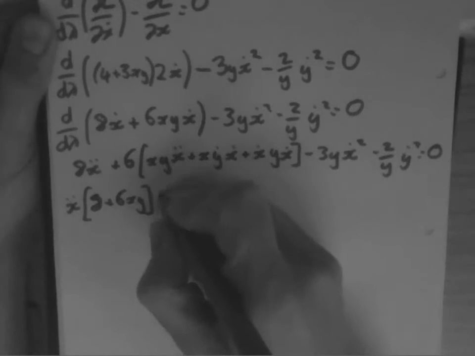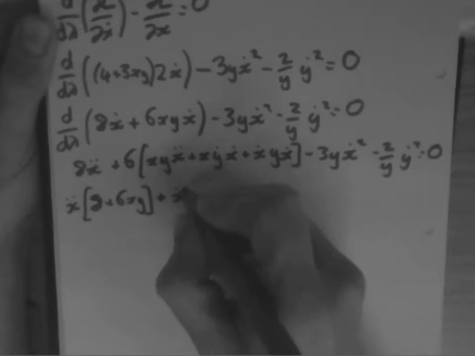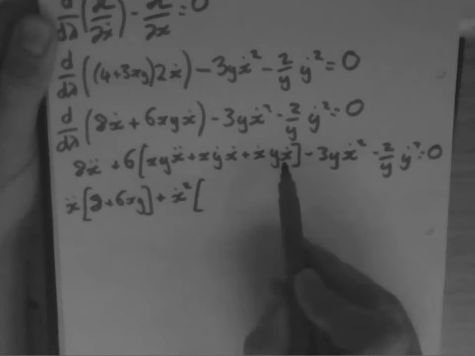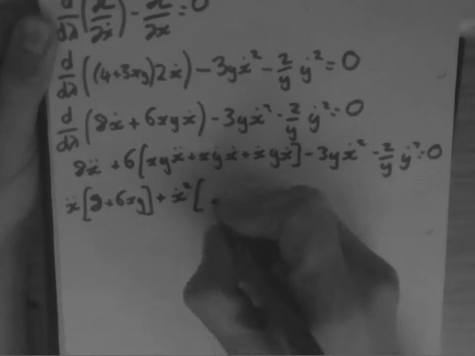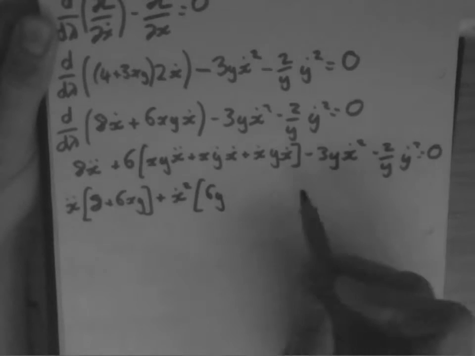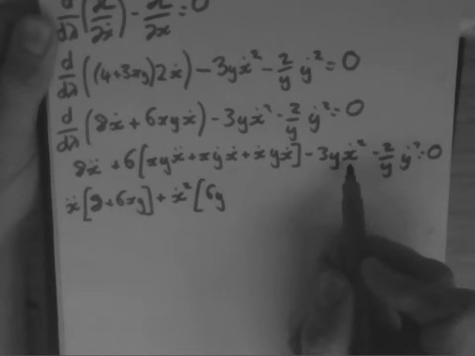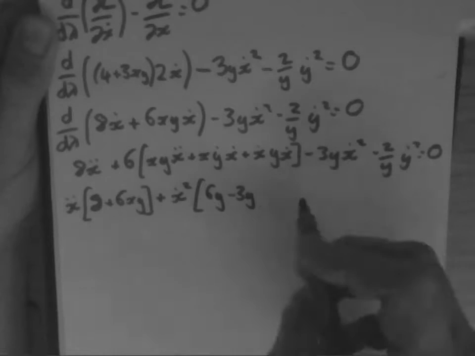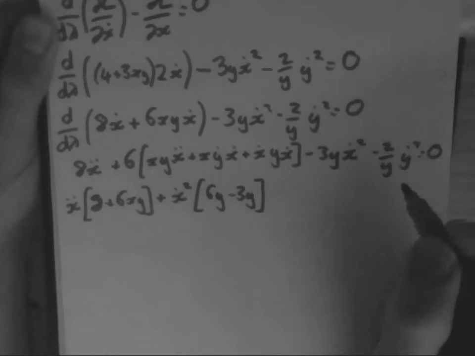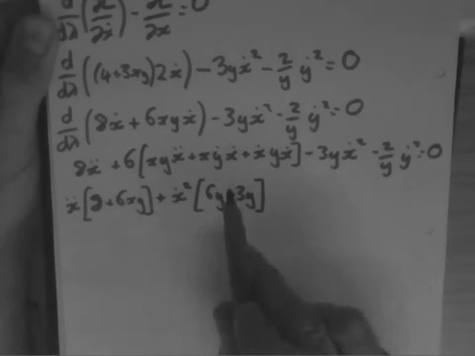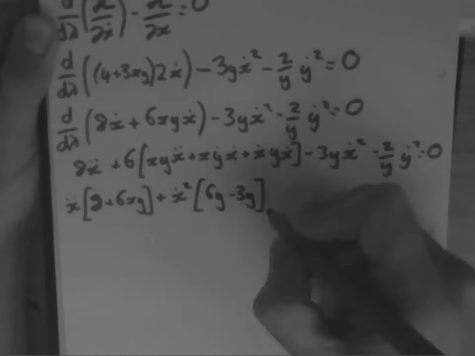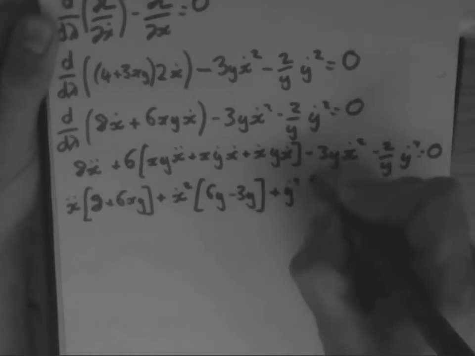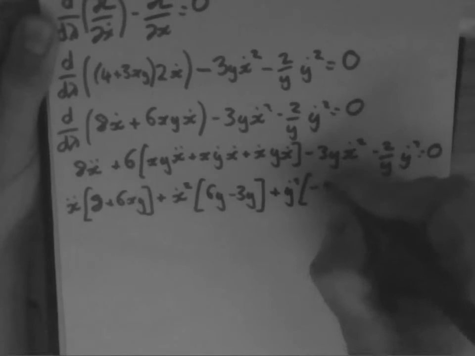I then have some x dot squared terms, if we look at that. And so the coefficients in front of that, we have here, this is x dot squared. That has a 6y in front of it, so there's 6y. There's also an x dot squared term there, which has a minus 3y in front of it, minus 3y. Any more x dot squared terms? No. What about y dot squared? Yep, one y dot squared term there. So we have, let me do it this way, plus y dot squared. Coefficient of that is minus 2 over y.